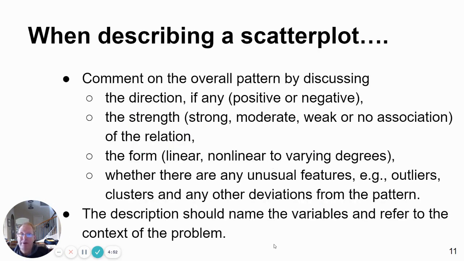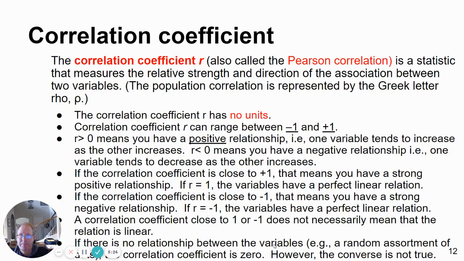So when you are describing a scatterplot, I want you to discuss each of these characteristics. I want you to talk about the direction. Is it positive or negative? Then talk about the strength. Is it strong, moderate, weak, or no association? Then talk about the form, and here your choices are basically linear or non-linear. And finally, discuss whether there are any unusual features such as outliers, clusters, or deviations from the pattern. So that is how I want you to describe a scatterplot.